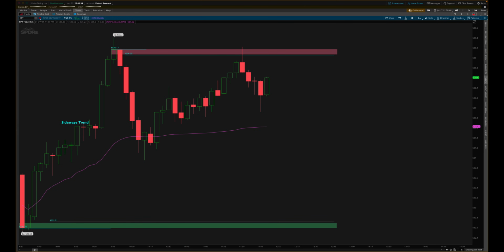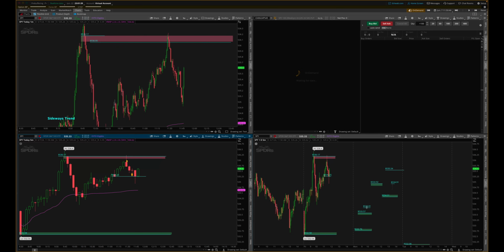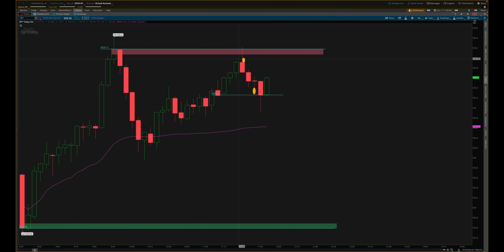There we go. And I'm going to change it to our default because I already know what this looks like. And I want to make this as easy as possible for everyone listening. So default, there we go. So we had our first tap on the major supply zone and it fell down.